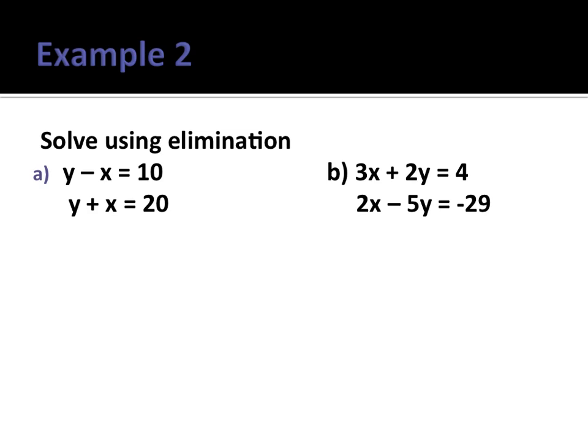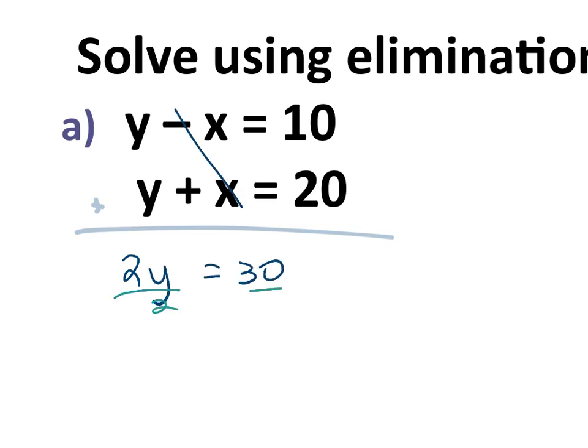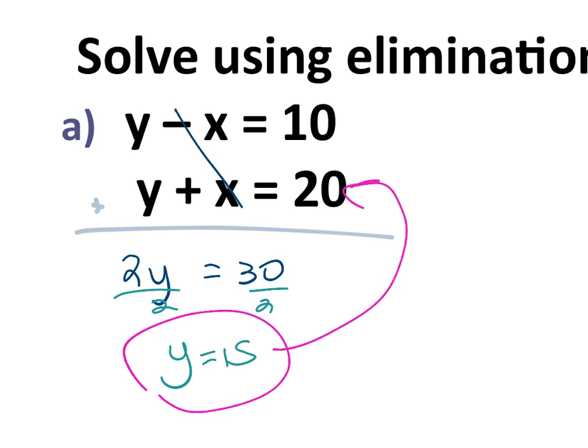All right, A, I get y minus x equals 10 and y plus x equals 20. Is this already set up to cancel out? Yeah, super easy, just add them. I get 2y, these cancel, equals 30, and then divide by 2. y equals 15. Take it and plug it back in, and it doesn't matter which one you plug it back into. So if I plug it back into the bottom, I get 15 plus x equals 20, and x equals 5.